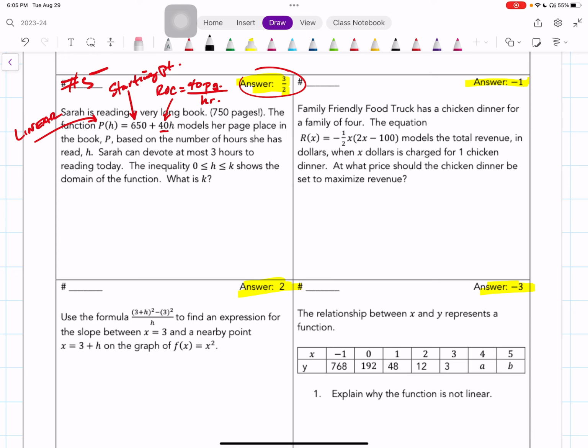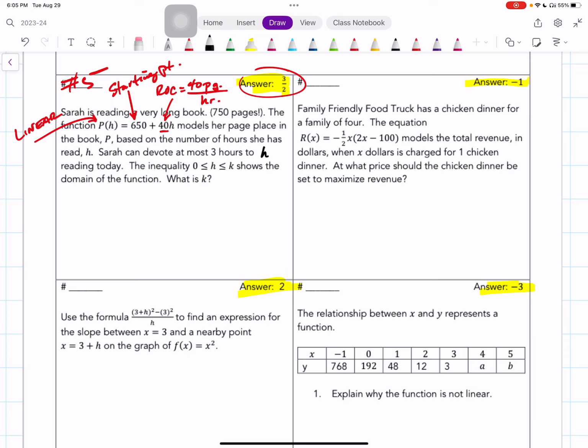So H is hours. Sarah can devote at most 3 hours to reading today. So H has got to be less than or equal to 3 hours. But the question is, what's K? The inequality says 0 is less than or equal to H, which means H is greater than or equal to 0, which means time has got to be greater than or equal to 0, which makes sense. But we have to find K to show the domain of the function. So what's the K? This is the domain.